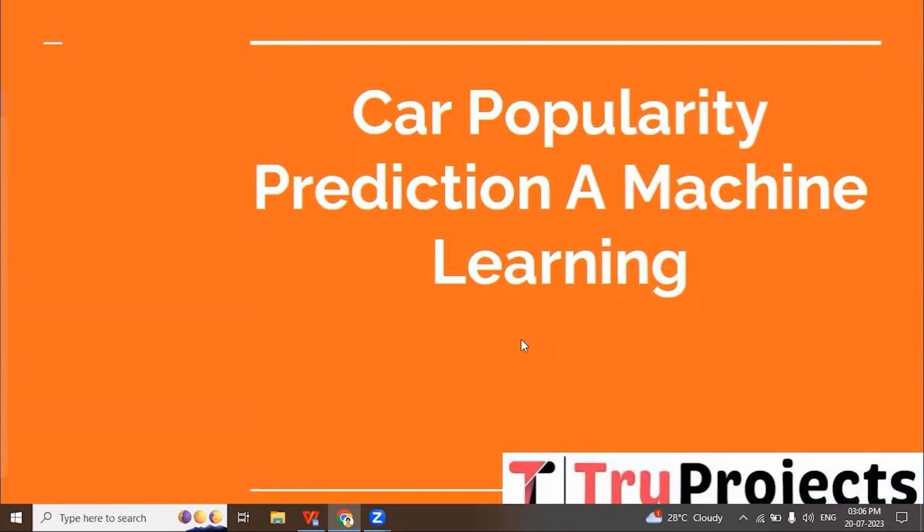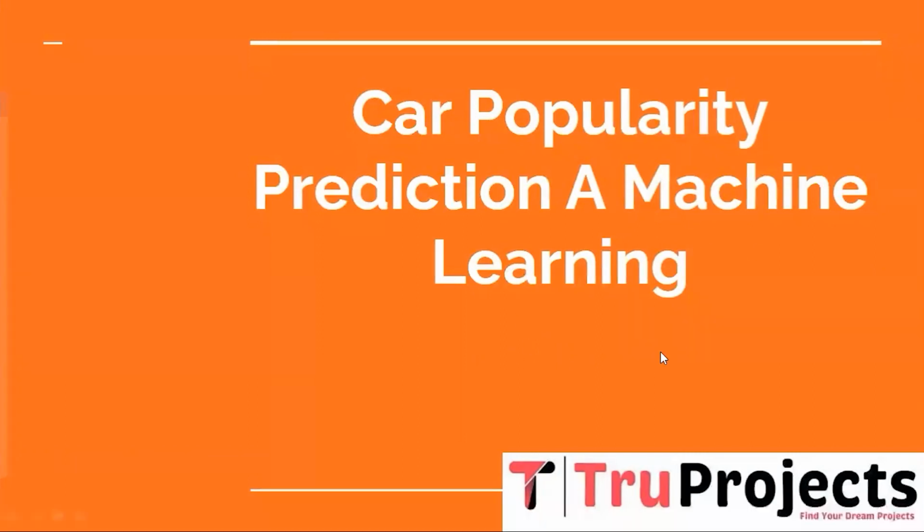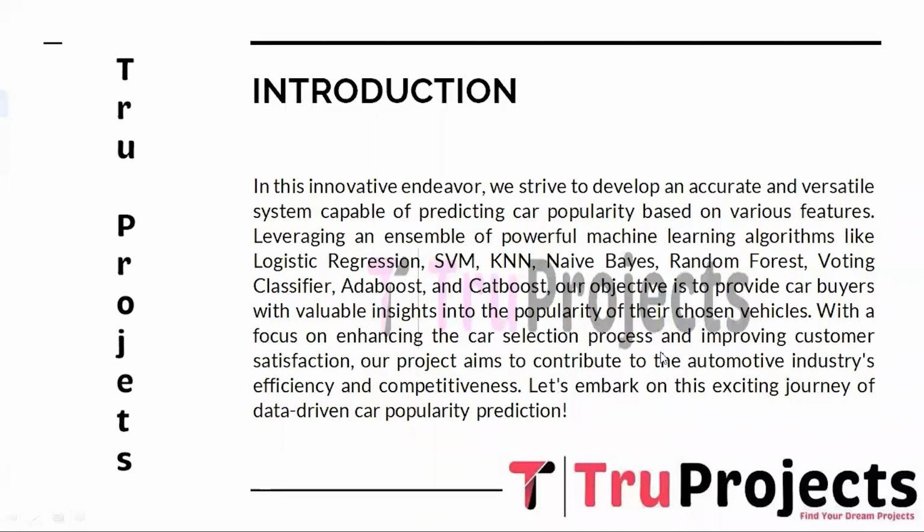In this video, we are going to explain a project titled Car Popularity Prediction in Machine Learning. Our mission is to create a precise and adaptable system that predicts car popularity based on diverse attributes. By harnessing the potential of powerful machine learning algorithms such as logistic regression, SVM, KNN, and many more, we aim to offer car buyers valuable insight into the preferred vehicle's popularity.